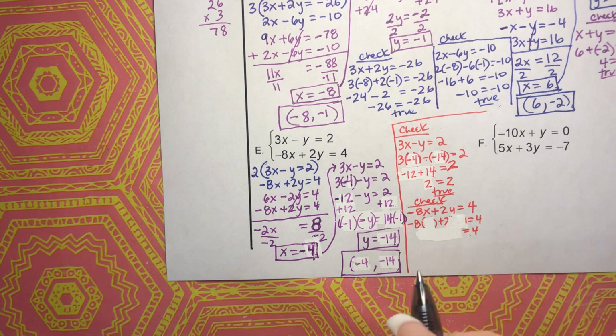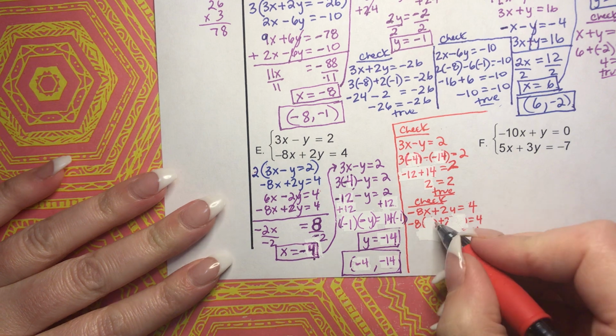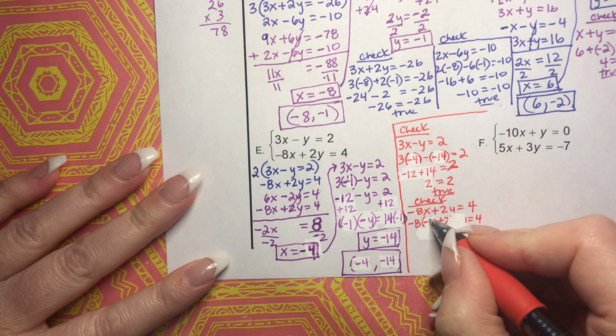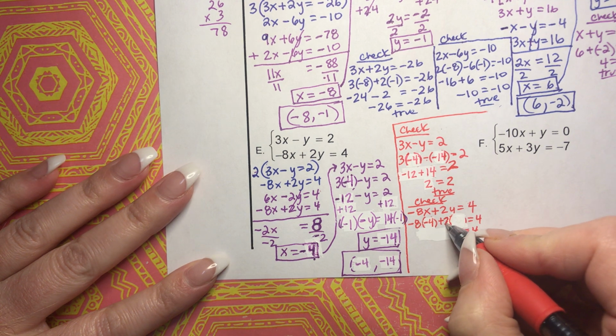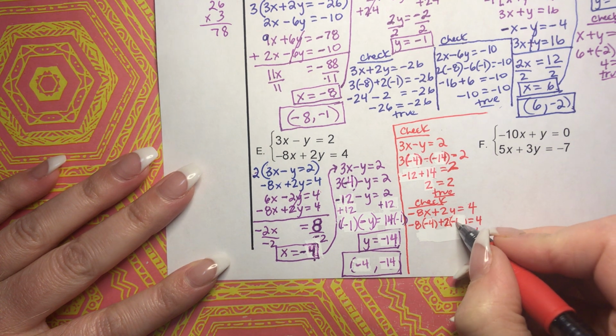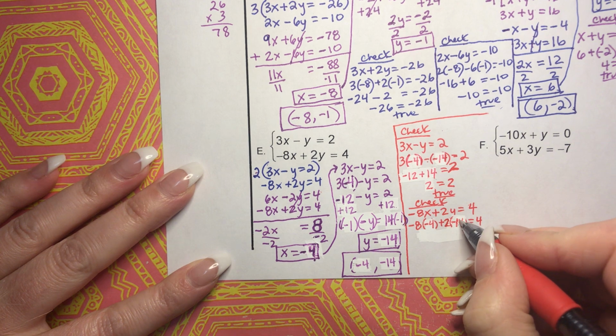Let's do the next one. This is the moment of truth. Okay, -4 goes in here for x. -14 goes in here for y. Okay, come on, you can do it.